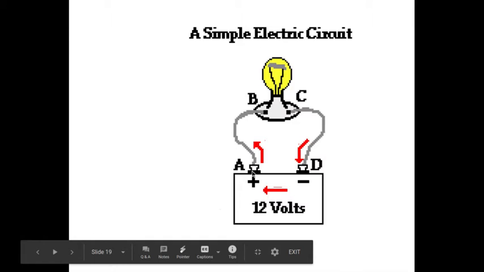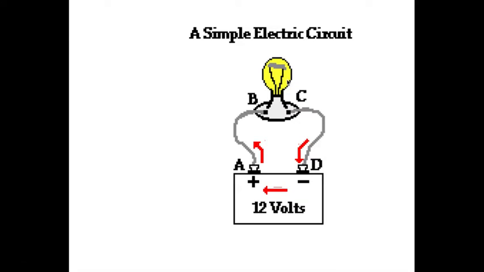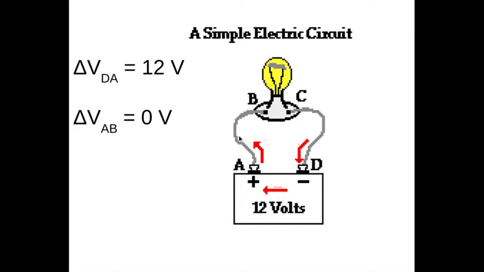It's a 12-volt battery. We'll call the positive end A. There's a wire here that runs over to B. A light bulb's on the other side, which is point C. And then the wire flows back down to the negative terminal at point D here. We say that there is a potential difference, that's a voltage, of 12 volts between D and A there. If we go from A to B, there is no potential difference. There's no voltage from A to B.